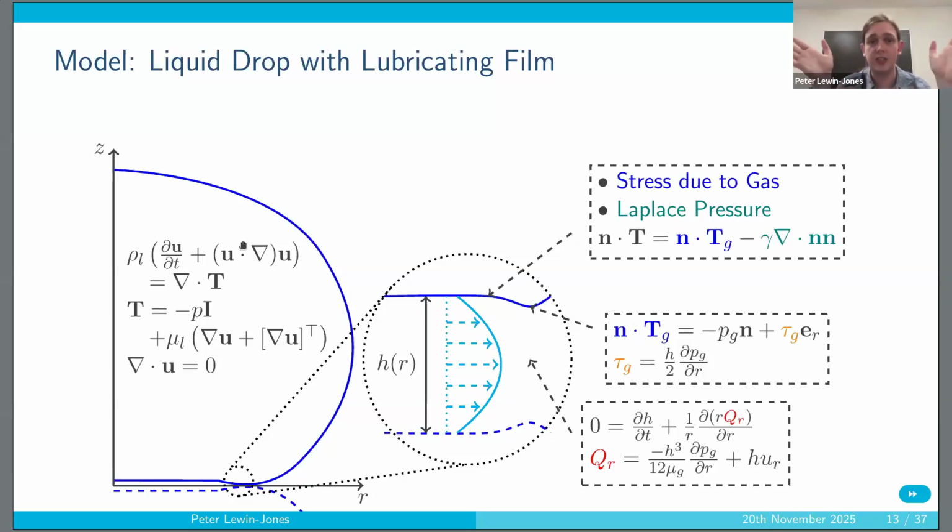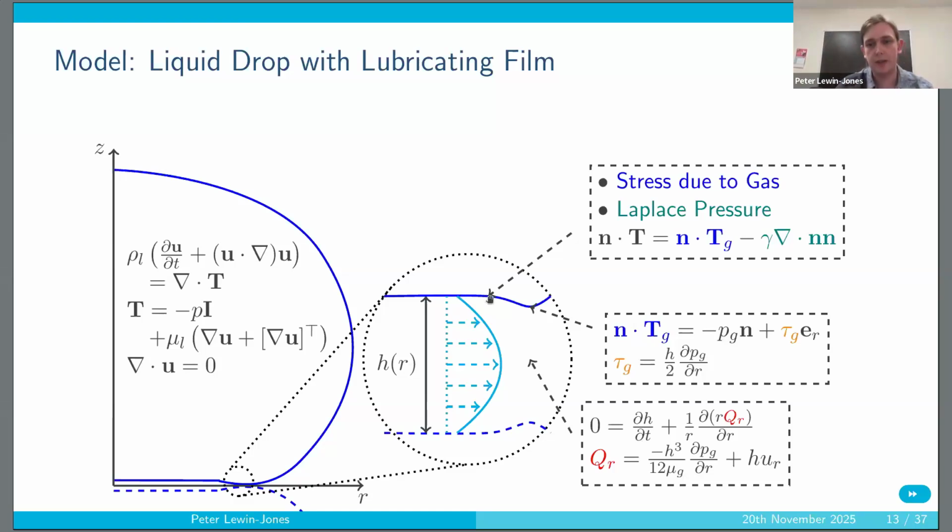So we can take this system of equations and put it in our favorite differential equation solver or fluid dynamics simulator. And what you will find is that these drops will always bounce. No matter how fast you make your initial velocity, this gas film will always be strong enough, the pressure will always be large enough, that the drops will just bounce apart.